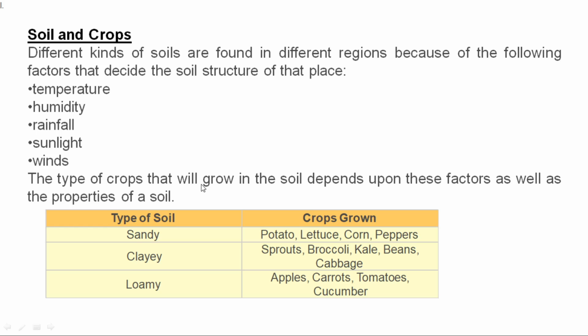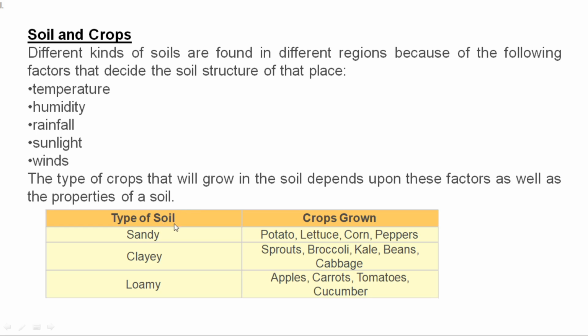The types of crops that will grow in the soil depend upon these factors, as well as the properties of soil. The factors are temperature, humidity, rainfall, sunlight, and winds. Those are the factors that crops depend upon. Apart from that, it depends upon the properties of soil.